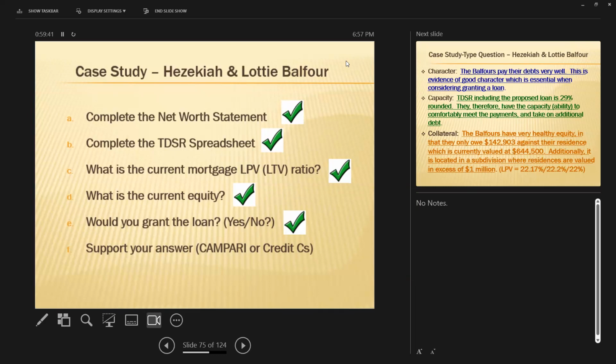Someone said something about how they pay their loans. They're good paying customers. They pay on time. Okay, so they're good paying customers. What about anything else we can say about the character?